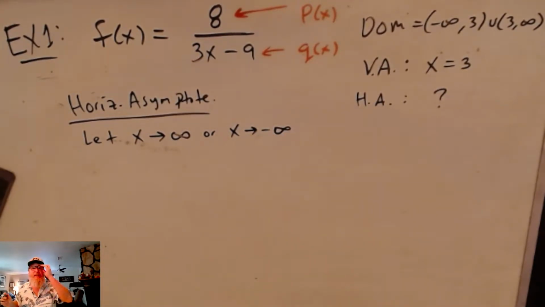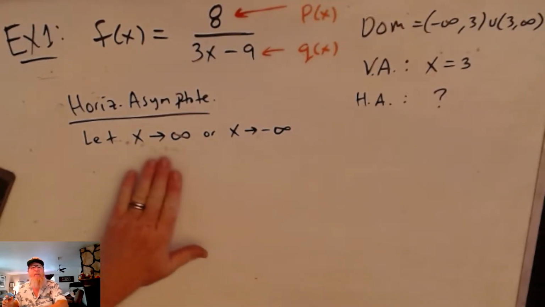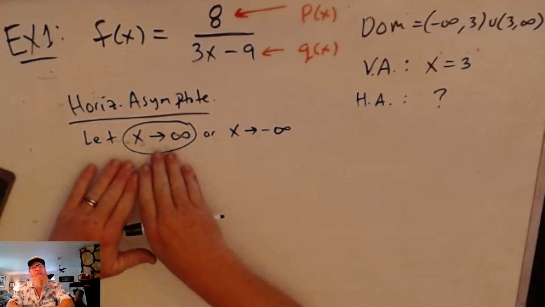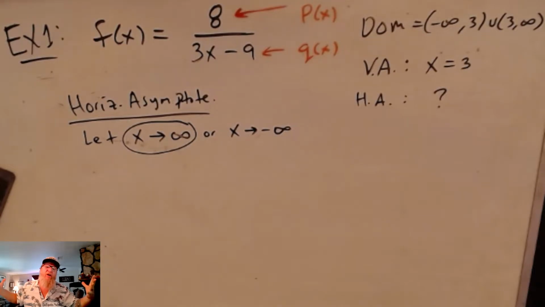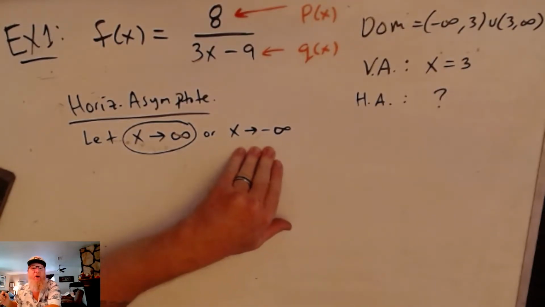We're going to let x get very, very large or very, very small. For the sake of brevity, let's just use this one. It turns out that whatever value you get when x gets very, very large towards positive infinity, you're going to get the same value when x gets very, very small towards negative infinity.